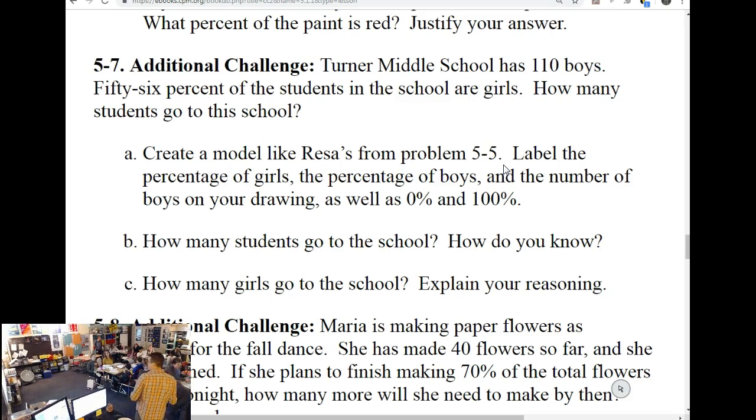Read carefully that 56% doesn't go with the boys. That 56% goes with the girls. So we'd have 44% left over for the boys. And if you're a boy, you'd probably be okay with going to that school.